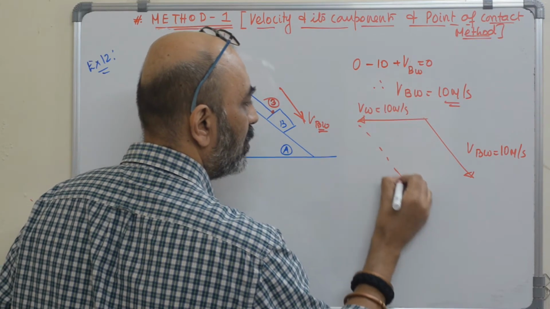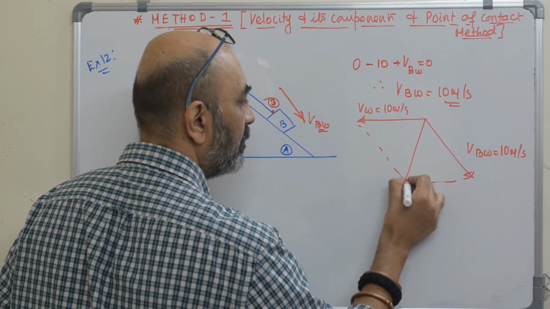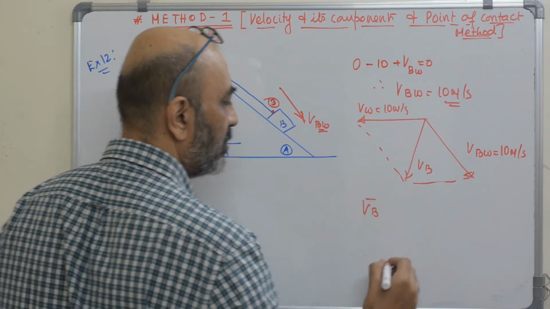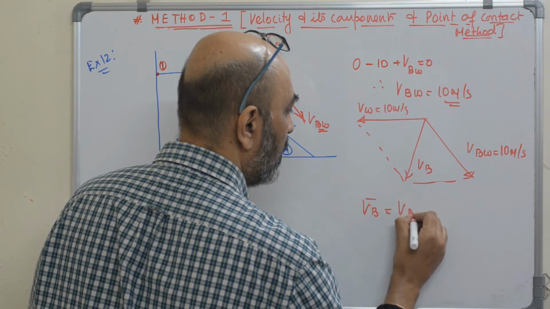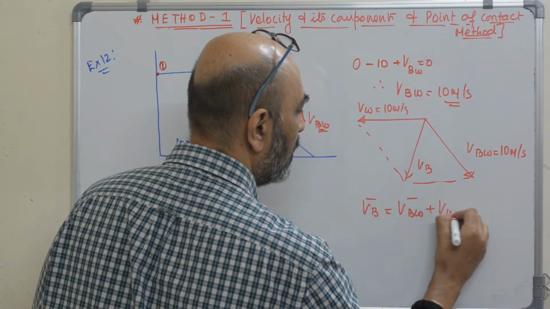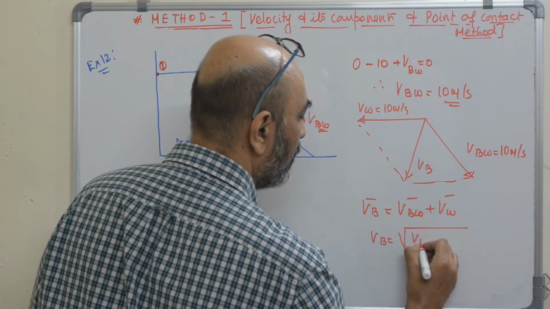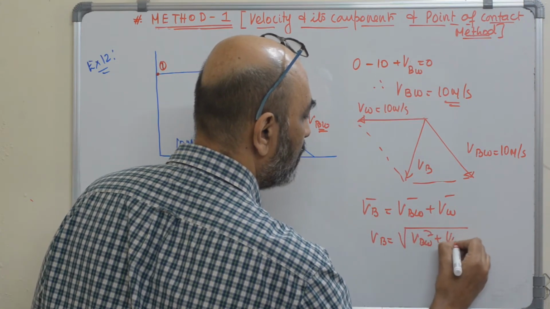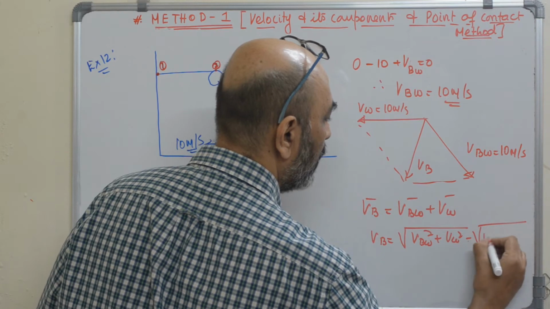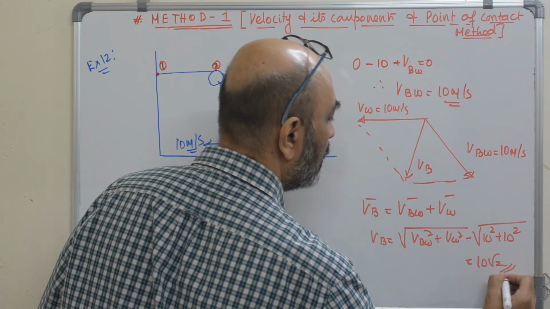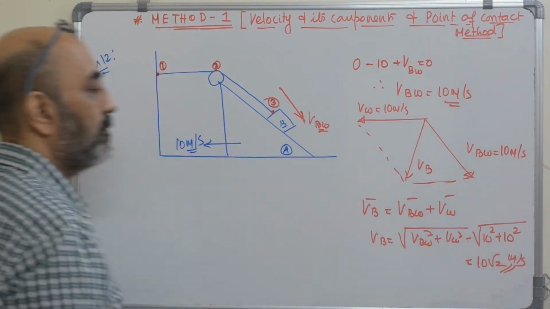So the velocity of B is actually the resultant. So that is VB. So we have VB vector as VBW vector plus VW vector. So VB is going to be under root of VBW squared plus VW squared, that is root of 10 squared plus 10 squared, that is 10 root 2 meter per second.